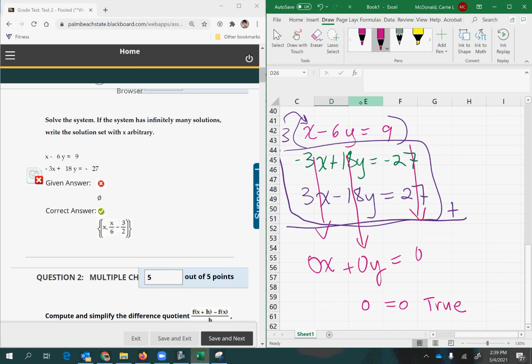And there are no variables involved. So what that means is that there are infinitely many ways to make this work, because they actually are the same line.